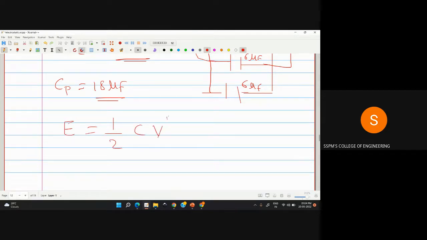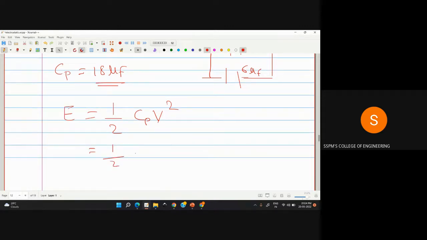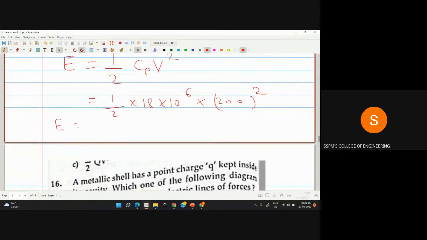Half into C into V squared. Here you have to take CP, the equivalent capacitance. It is equal to 1/2 into CP, which is 18 into 10 to the power -6, and here 200 squared. So what will the energy stored be? Energy stored is 18 divided by 2, which is 9 into 10 to the power -6 into 200 squared, which is 40000. How much will it be? 40,000. So this will be 36, then 4 zeros into 10 to the power -6.